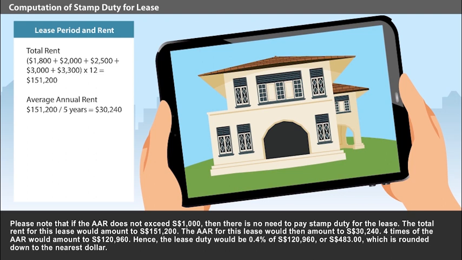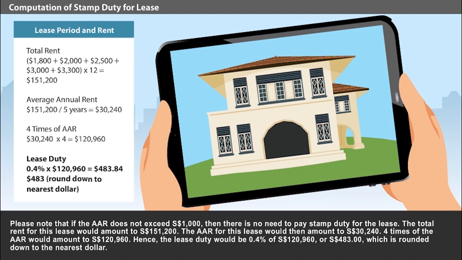The AAR for this lease would then amount to $30,240. 4 times of the AAR would amount to $120,960. Hence, the lease duty would be 0.4% of $120,960, or $483, which is rounded down to the nearest dollar.